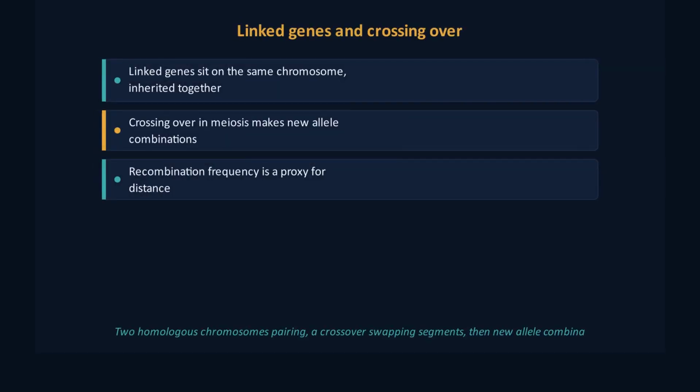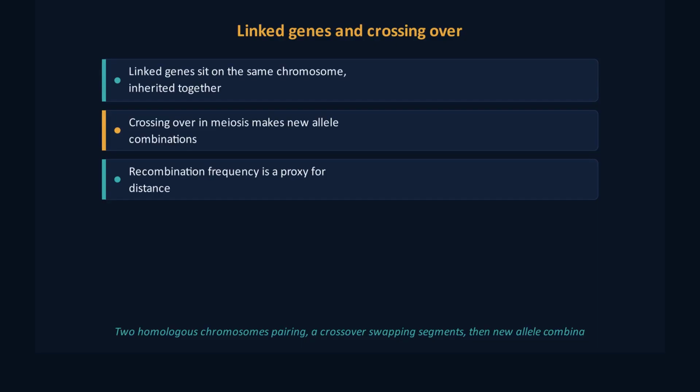Linked genes are genes located on the same chromosome, and because of that shared address they tend to be inherited together. They do not assort independently the way genes on different chromosomes do. But inheritance is not perfectly rigid. During meiosis, crossing over can occur between homologous chromosomes, exchanging genetic material between them. That exchange shuffles the deck, creating new allele combinations that did not exist on either parental chromosome.